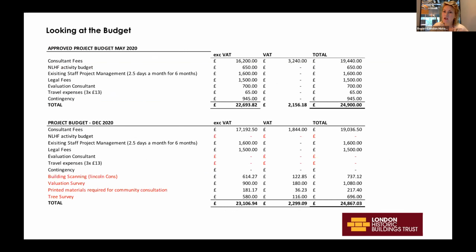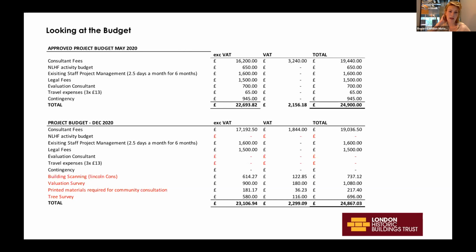And what I've just tried to do here is show what our approved project budget was when we started and where we ended up. And to stress that the pandemic did also have an impact on the way that we spent our budget. So some of the key things to note here: obviously the virtual tour and the building scanning, we've pushed ahead to the beginning of the project, and we had to find funding for that. And we included an evaluation survey, which was to do with resolving the ownership, printed materials for community consultation, and then a tree survey. So this was something that you would look at as an item that you would like to fund, but that we just simply couldn't squeeze into the budget at the beginning.